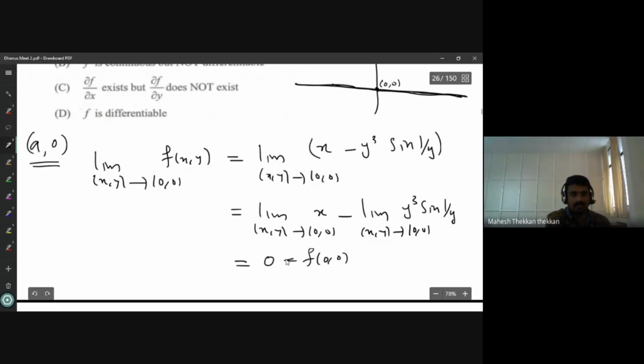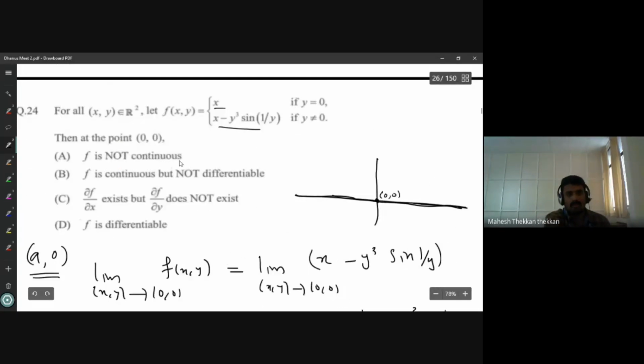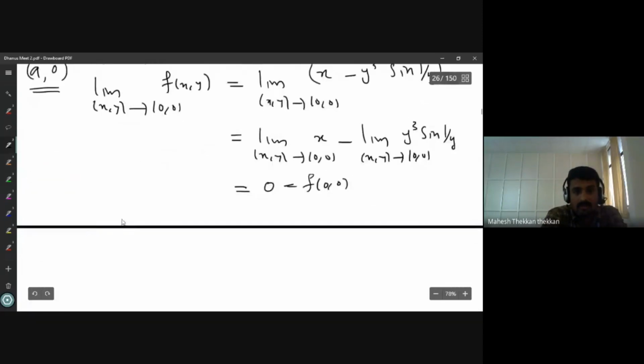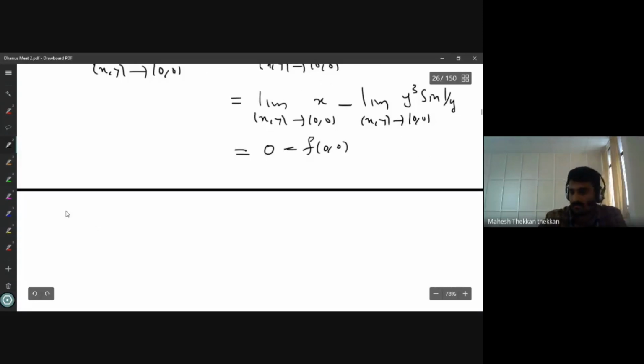So the function f is not continuous is the wrong option. So f is continuous. Now you wanted to look at the partial derivatives. For the second option, you wanted to look at whether this is differentiable or not, at the point (0, 0). So first, you wanted to worry about the partial derivatives, right?